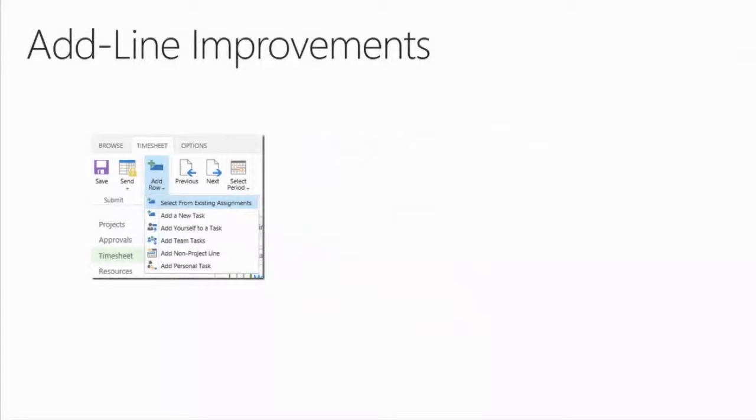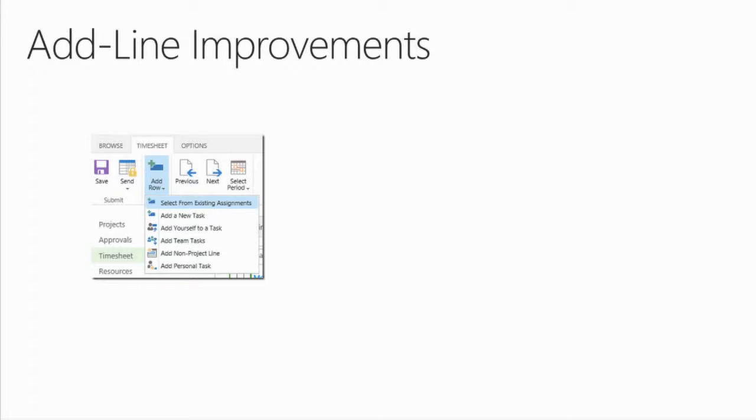Now let's imagine that I need to add a line to my timesheet to account for work that I need to pull forward from, say, a future period. I can select Add Row in the default ribbon and then choose Select from Existing Assignments, which will bring up a dialog. And this is not anything new. This is something that we had in the past.